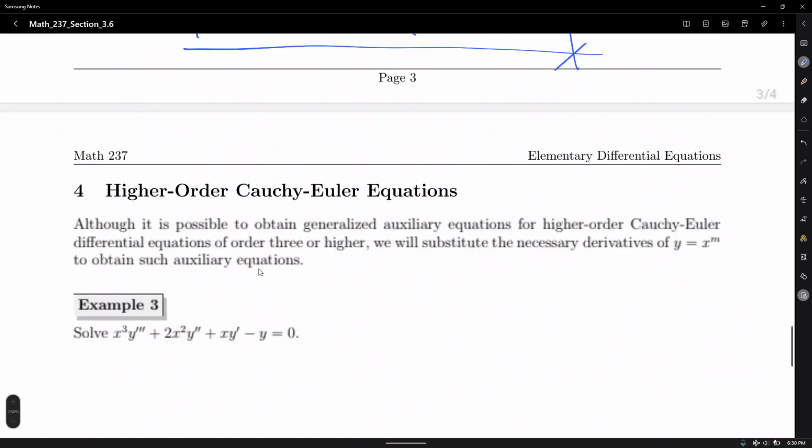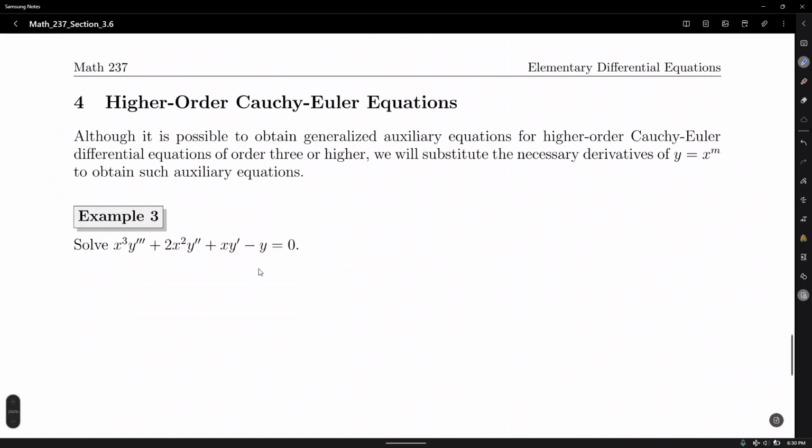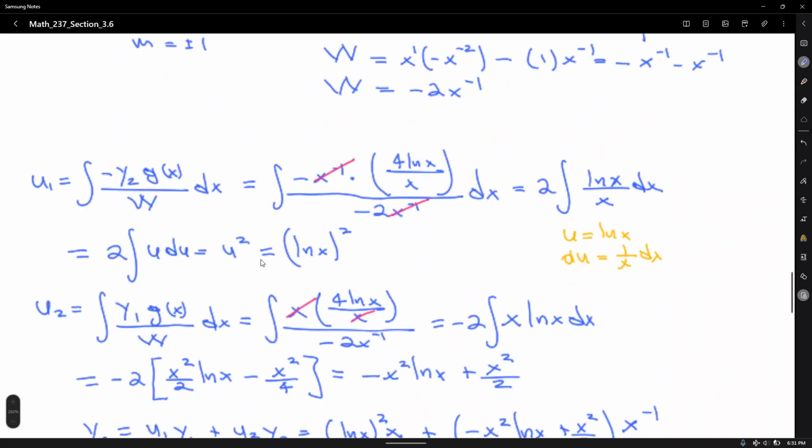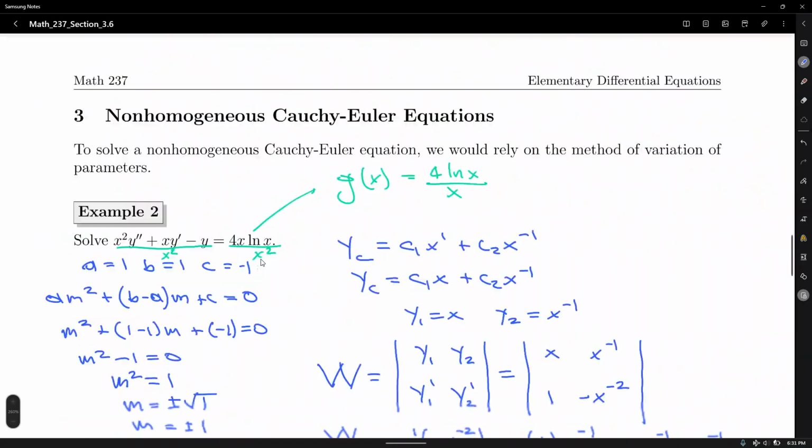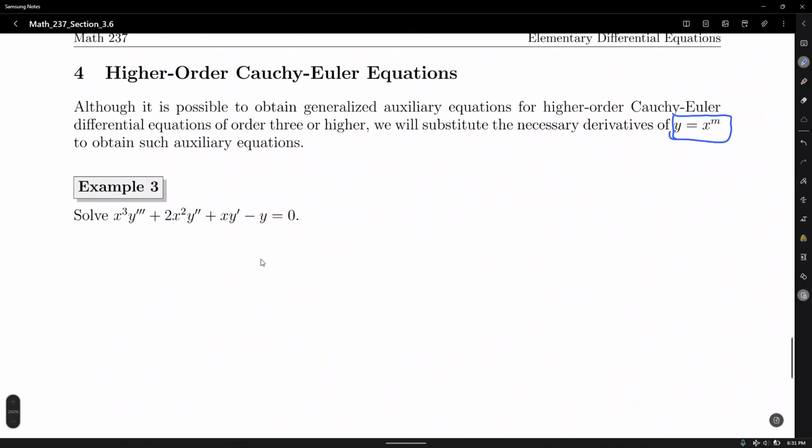And to wrap up the section, what about higher order Cauchy-Euler equations? Although it's possible to come up with auxiliary equations for higher orders, in this case we don't know what the auxiliary cubic equation would be. We can deduce it in a similar way as we did at the beginning of the section with a generic equation, but we will do it by brute force, so to speak.